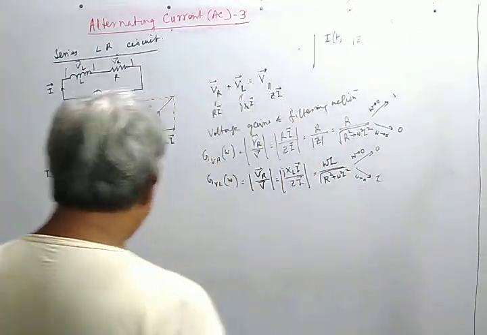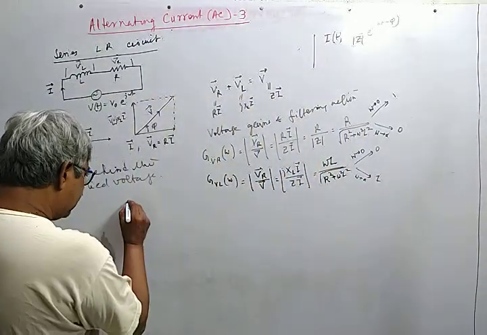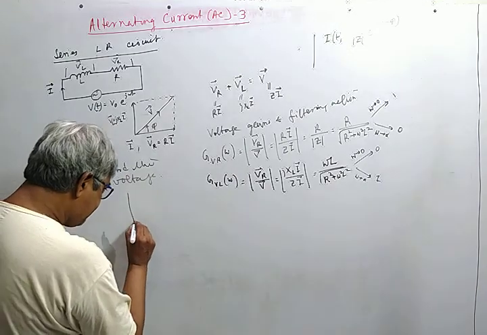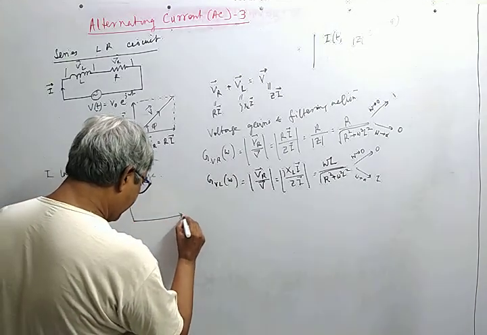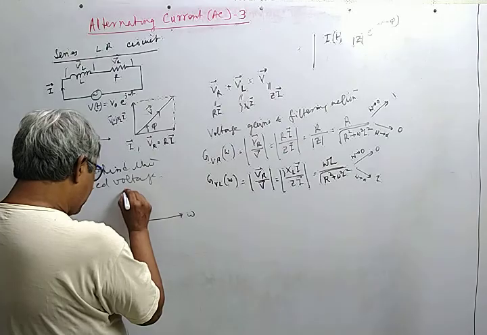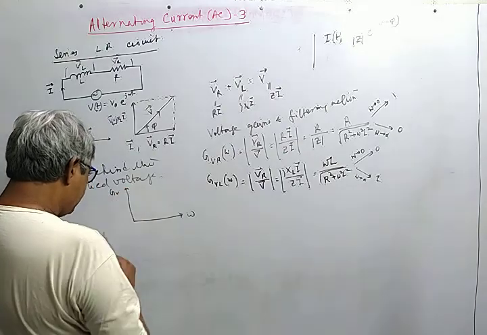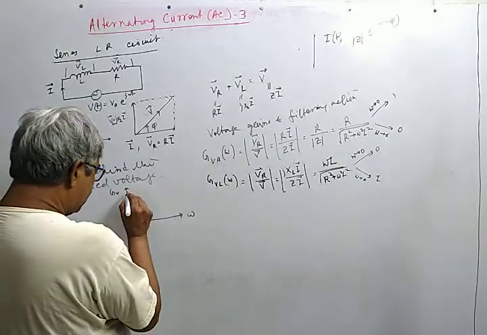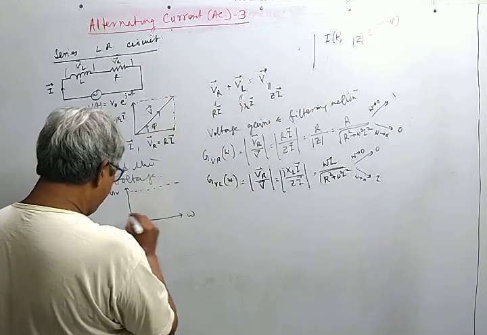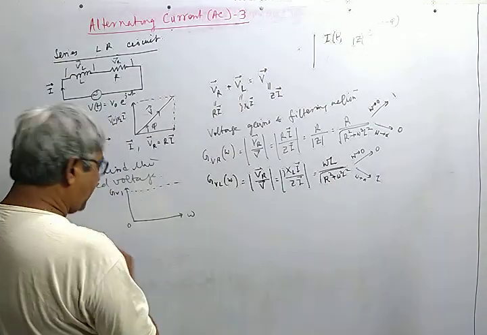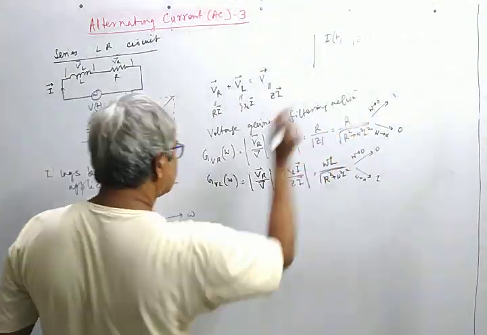So if we draw a graph of voltage gains, this is the frequency and this is the voltage gain, and this is the 1 line, this is the 0 line.